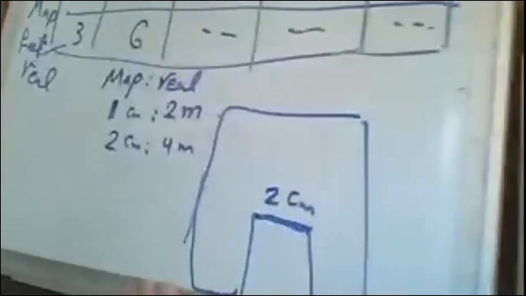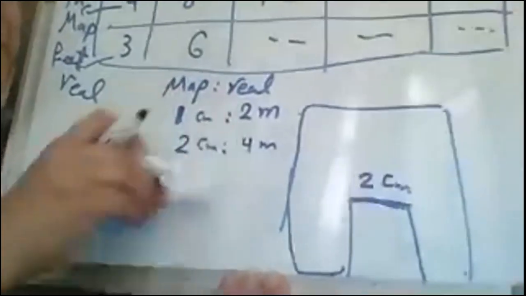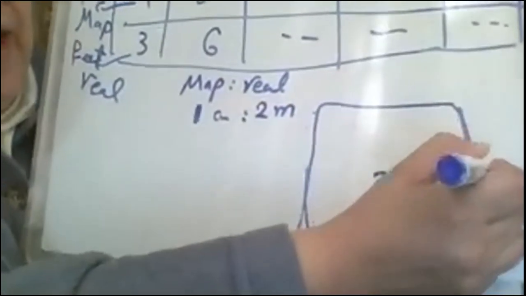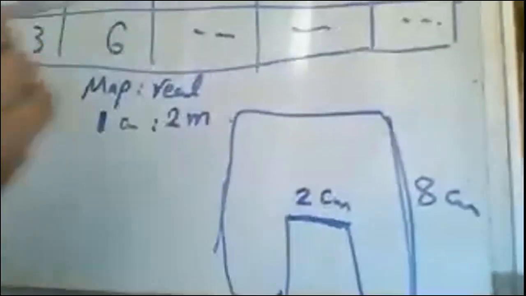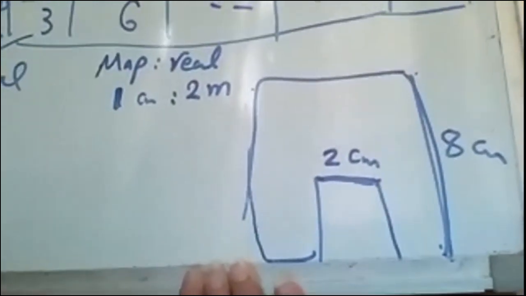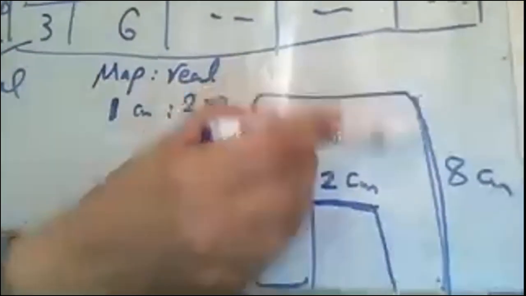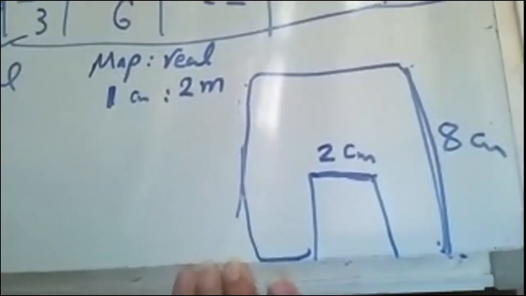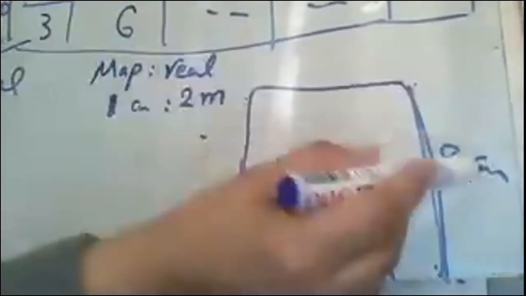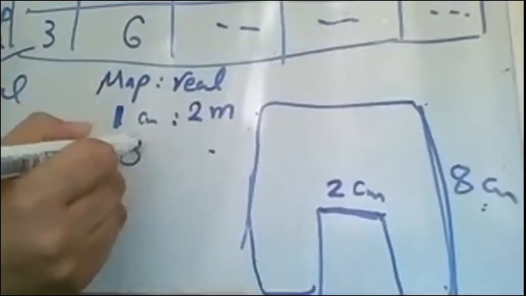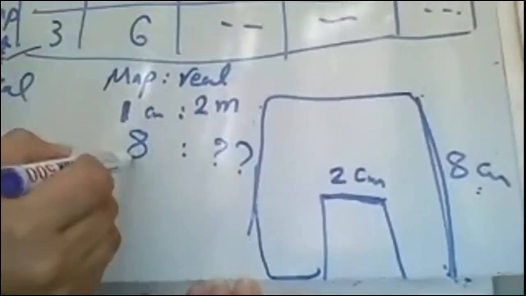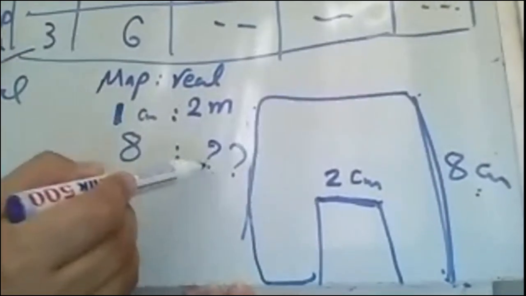If I change now, and I say that this one is 8 centimeters, then in reality it should be what? We put 8 for the map here, and I'm looking for the real one. So we make 8 times 2, it will be equal to 16.